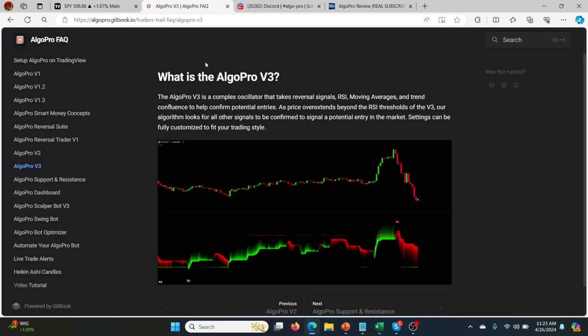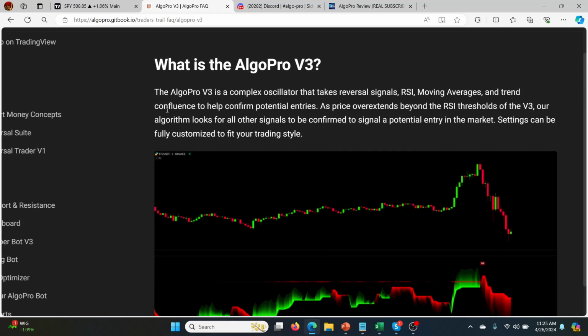So let's look at the AlgoPro V3. This is an oscillator, and it says it here. If you zoom in, it says it's a complex oscillator that takes reversal signals like the RSI, the moving averages, and trend confluence to help confirm potential entries. As price overextends beyond the RSI thresholds of the V3, the algorithm looks for all the other signals to be confirmed to signal a potential entry. Settings can be fully customized to fit your trading style.